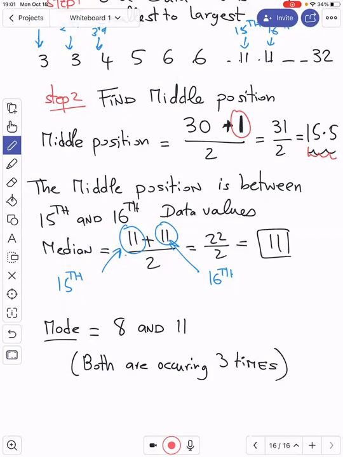Yes, that's what I have in my notes. Of course, because both are occurring 3 times, we have two answers, but for example, if 8 is occurring 4 times and 11 just 3, then of course the answer would be 8. Any questions, guys, about the mode? Let me check the chat. Okay, no questions about the mode. Perfect.